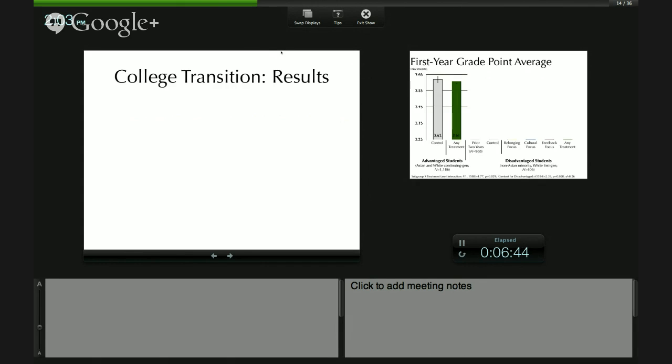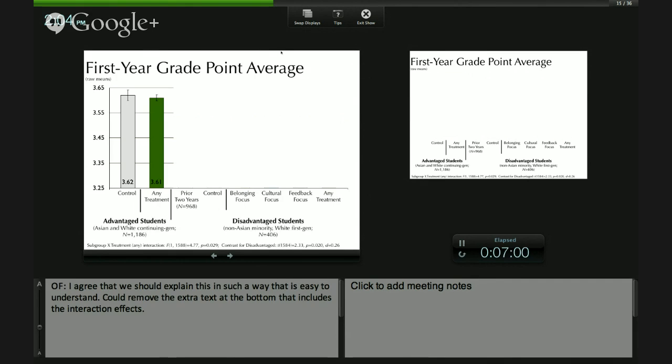So in terms of results, let me show you what we got first for what we're going to call advantage students. And advantage students in this particular school context, and I can talk more about how we came up with that, are white continuing-gen students and all Asian students. And what we see is that students who are advantaged are doing quite well in this institutional context. These are raw means on first year GPA. They have about 3.62 if they're in the control, no difference if they're in the treatment.